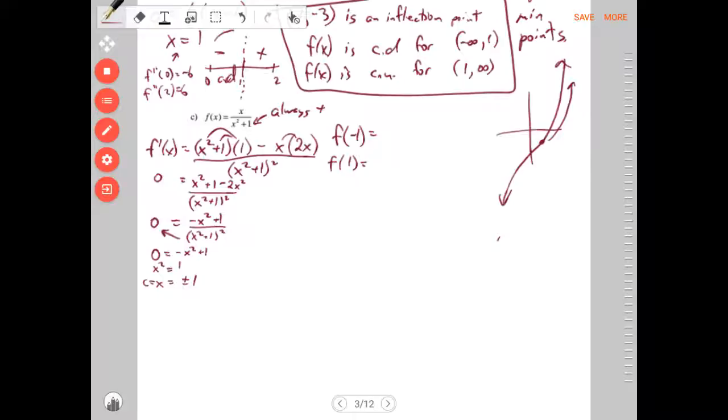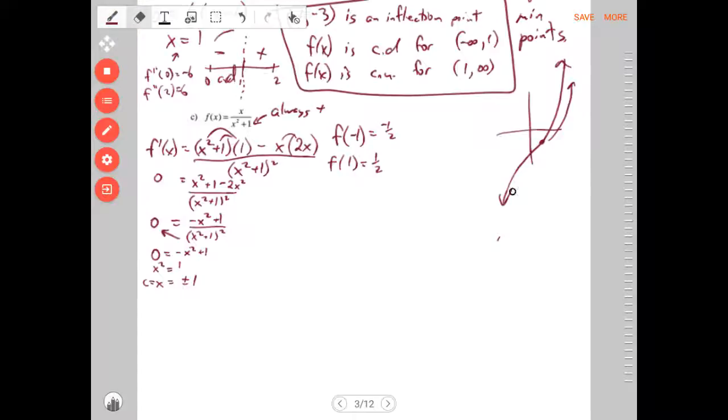So we just put in negative 1 into that equation, and you end up with negative 1/2 when you do that. Okay, positive 1, 1 over 1 squared plus 1. 1 squared is 1. 1 plus 1 is 2. So that's just positive 1/2. So we have these points here.